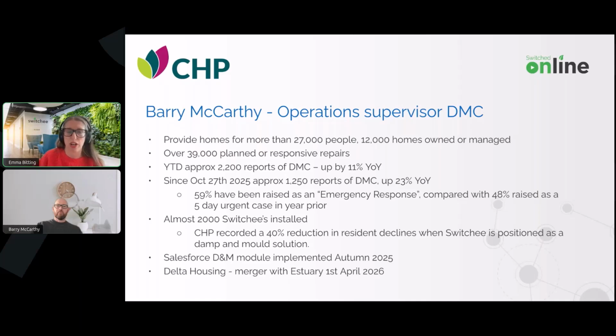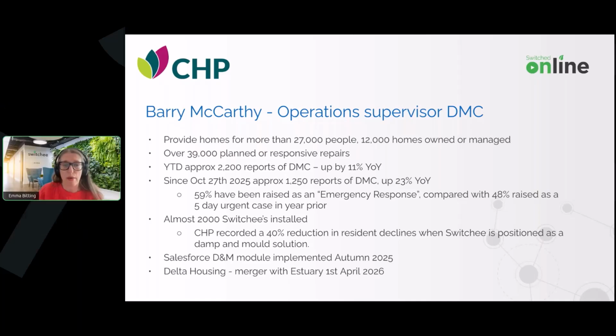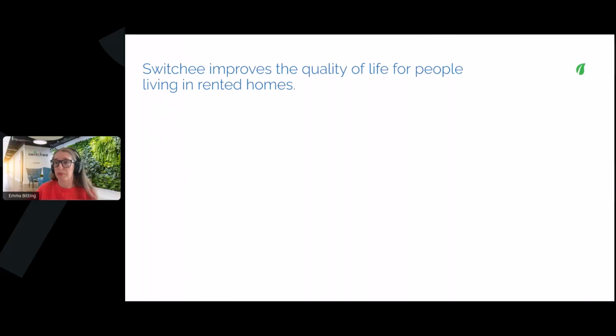CHP have been on a journey with introducing the Salesforce damp and mould module that started last autumn, and they have an upcoming merger as of the 1st of April this year with Estuary Housing, which will create Delta Housing. I'm hoping that Barry will join us again, but I'll go on to talking through Switchee.